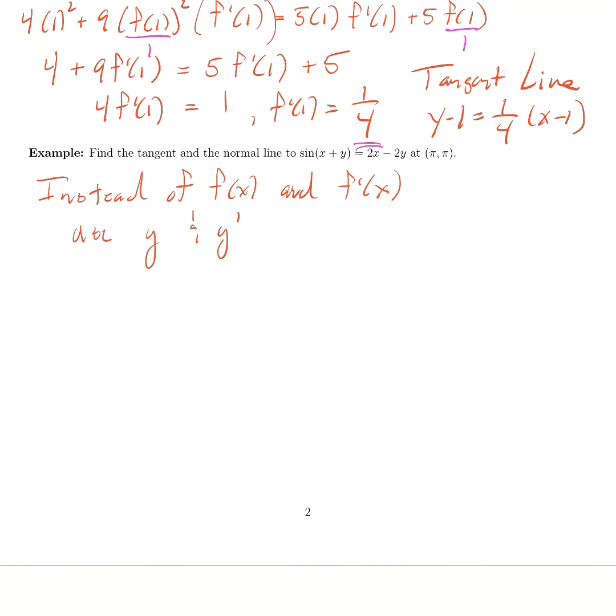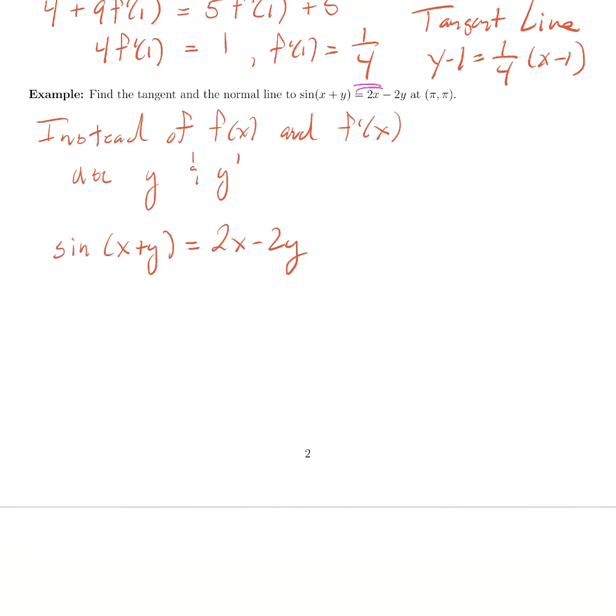So we're going to start with sine of x plus y is equal to 2x minus 2y. And we want to find the tangent and the normal line at the point (pi, pi). Okay, so again, take derivatives, the first step, with respect to x. Okay, the derivative of sine of anything is cosine of that thing, but because the thing inside parentheses is not just x, I'm going to need the chain rule.